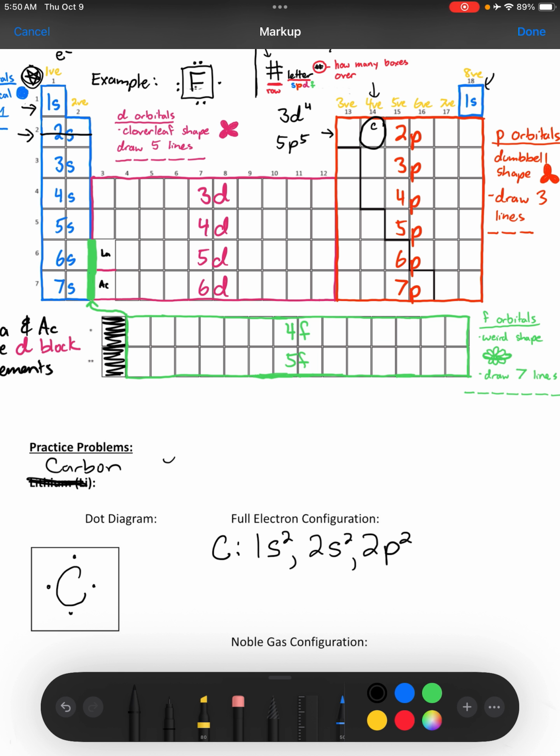Okay? So this is, again, not super difficult, but I just want you to get the hang of reading this periodic table like that. All right. I'm going to take a second to erase some of those things, and we're going to do one more example of a full electron configuration, but this one's going to be a little long.